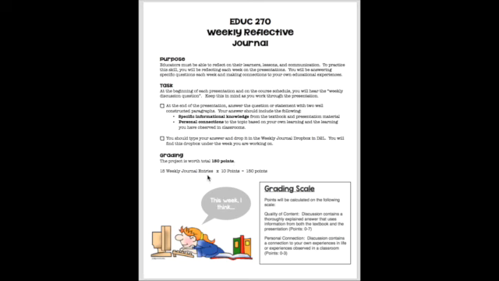That is 15 weekly journal entries, 10 points for each entry, and that's a total of 150 points. Right now, there is 1 week where you have 2 journal entries. That's week, I believe, 8 and 9. That's where we come up with the 15. The grading scale is right down here.